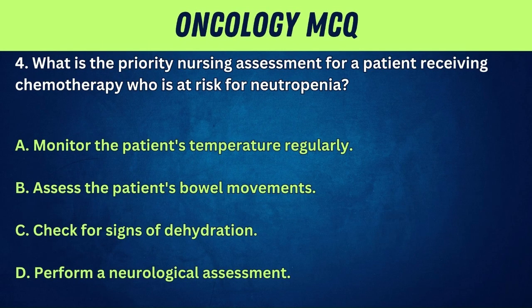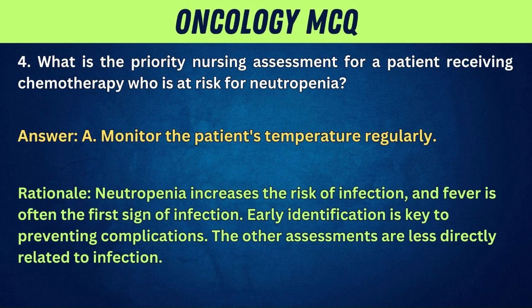4. What is the priority nursing assessment for a patient receiving chemotherapy who is at risk for neutropenia? A. Monitor the patient's temperature regularly. B. Assess the patient's bowel movements. C. Check for signs of dehydration. D. Perform a neurological assessment. Answer: A. Monitor the patient's temperature regularly.